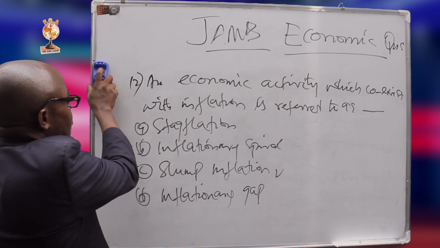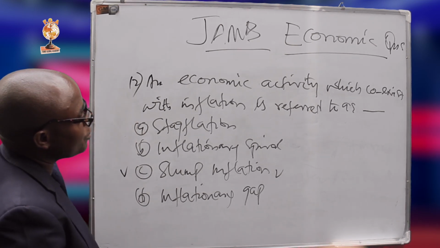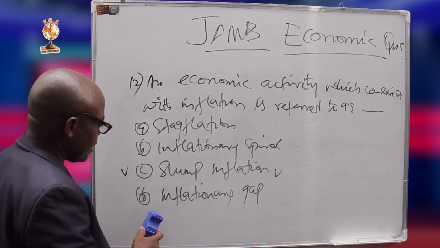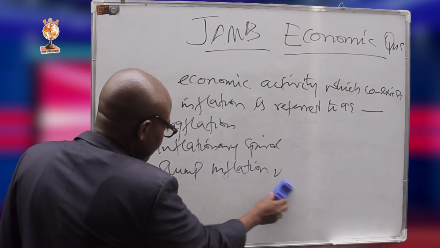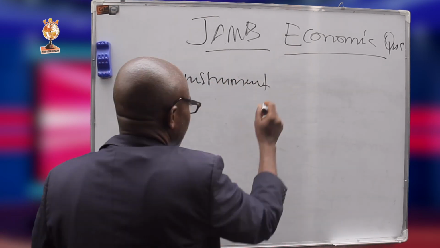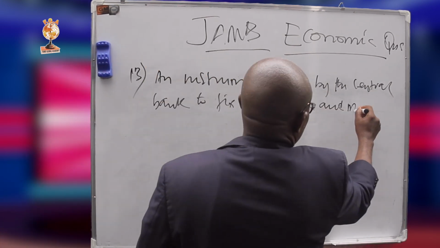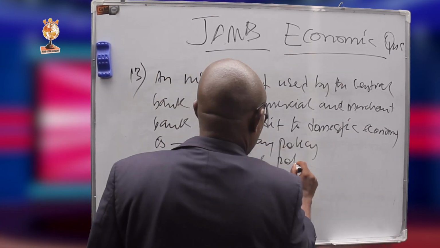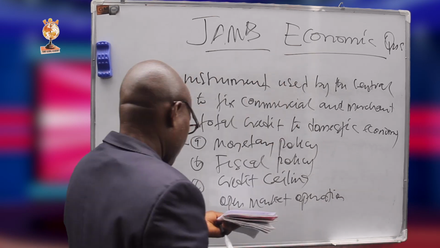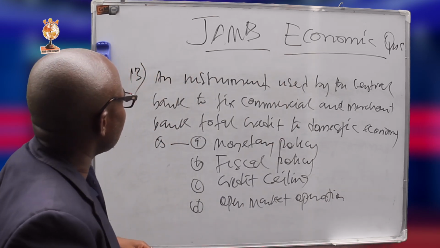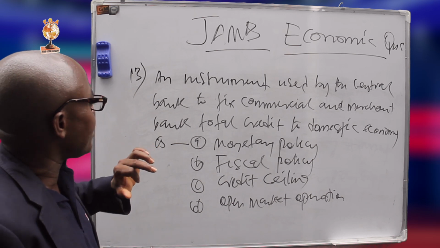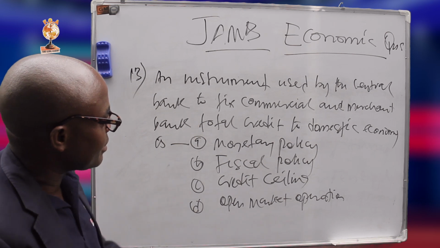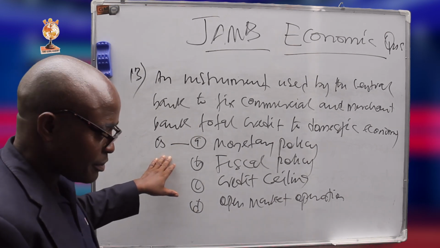All right, please pick down the questions and take some time to go through them and make your right choice. So here we have picked slump economy. Now the next question here is: an instrument used by the central bank to fix commercial and merchant bank total credit to domestic economy is dash.